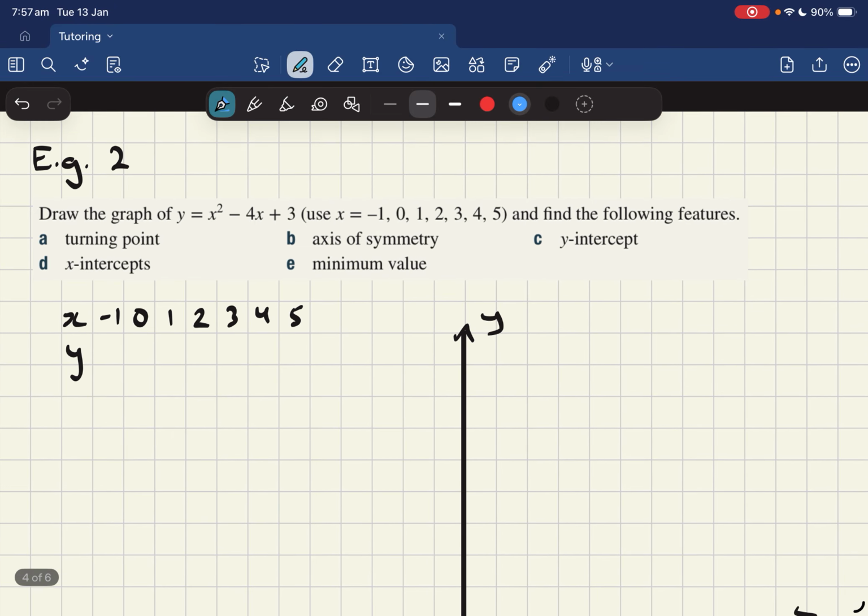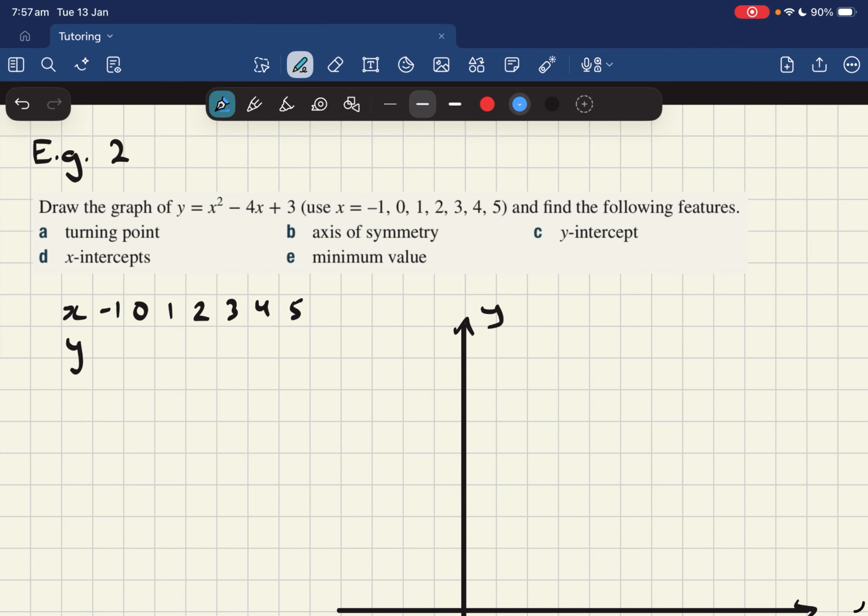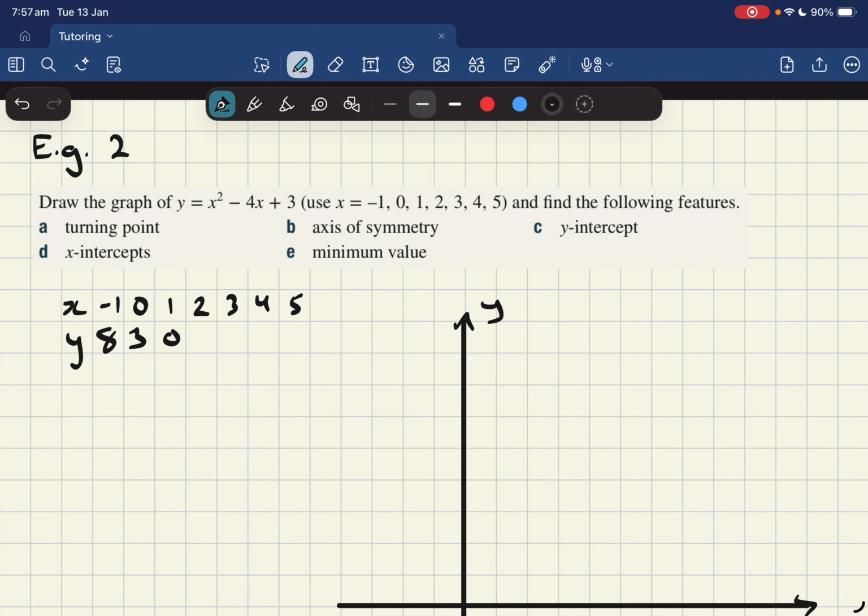Now next one, we are going to draw the graph using a table of values, and we are going to label and identify all of these different points. So substituting all these in, you can pause the video and have a go at doing these yourself, but I'm just going to go through and sub in now. So subbing in -1 for x gives you 8. Subbing in 0 gives you 3. Subbing in 1 gives you 0. Then -1, 0, 3, and 8. Okay, so this is the table of values filled out.